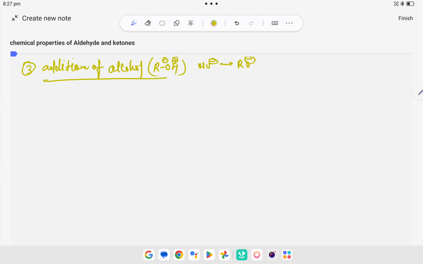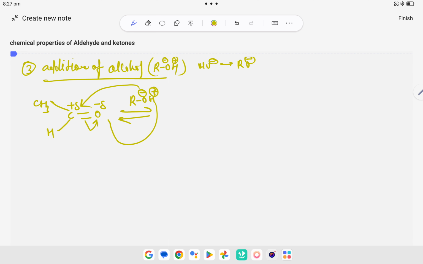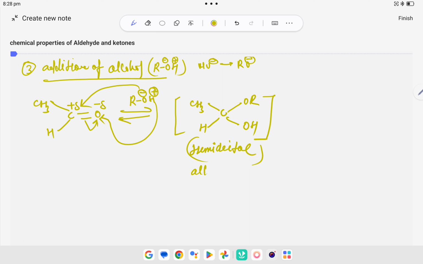So check it, children. CH3, here H, double bond O, reversible reaction. These electrons shifted over the oxygen, partial negative, partial positive. Here we are having ROH, H positive, RO negative. So the negative part attached with this, and here H plus attached with this oxygen. So what we are getting? CH3, CH, here OR, and here OH. That intermediate forms, and it is a very famous species, hemiacetal. Hemiacetal formed, named alkoxy alcohol.